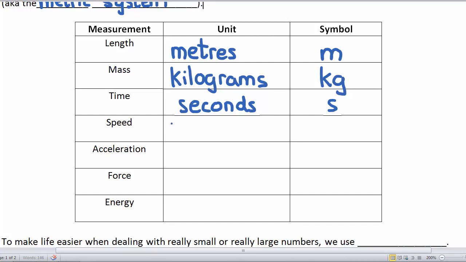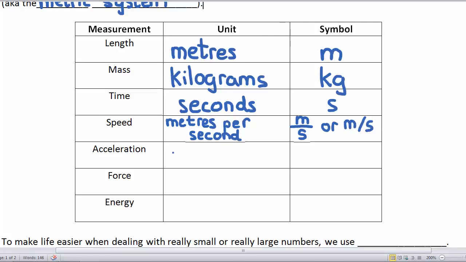Speed is measured in meters per second, so it's a combination of our length unit and our time unit. And the symbol we give for meters per second is the symbol for meters, the symbol for per, which is a fraction, and the symbol for second. Now, it's good practice to write units like this as a fraction because it reminds us that it's something divided by something else. But you will commonly see people write this with a slash instead, like so.